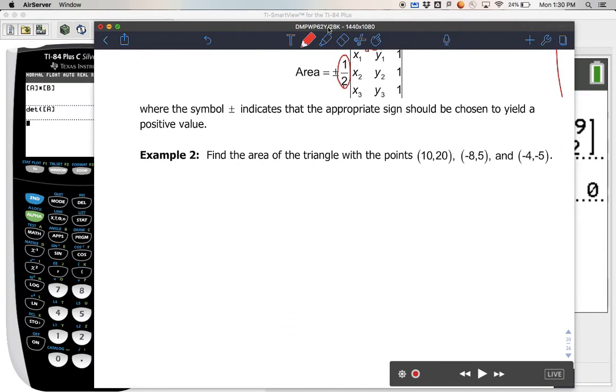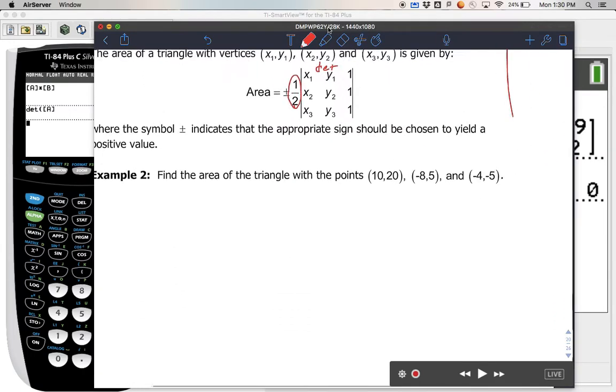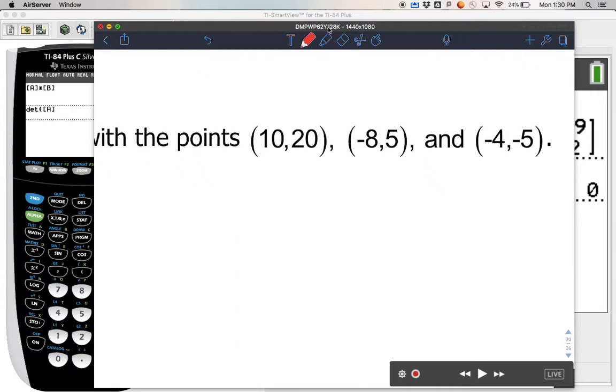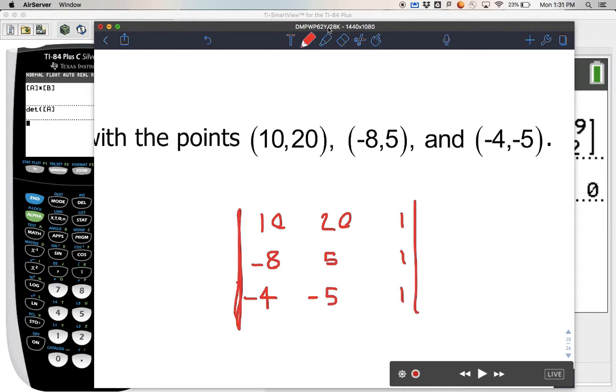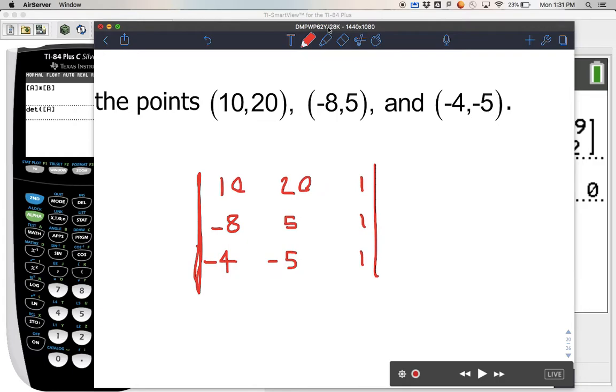So let's do this here. Find the area of the triangle with these points right here. So the first point is 10, 20. So I'm just going to write 10, 20, and then you put a 1 for the last column spot. All right, -8, 5, 1, and then -4, -5, 1. And then we're going to do the determinant of that. Remember, if you're doing the determinant, go ahead and add on that extra row or that extra column.